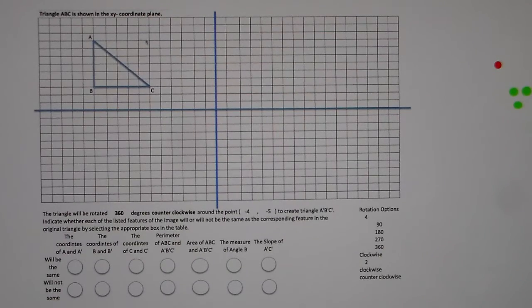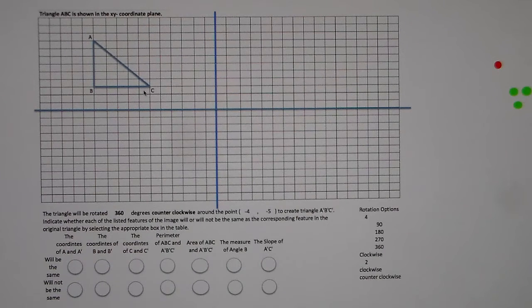So, in this triangle, it says triangle ABC is shown in the XY coordinate plane, as you see up here in quadrant 2. And the directions down here say the triangle will be rotated 360 degrees counterclockwise around the point -4, -5 to create the triangle A prime, B prime, and C prime. Indicate whether each of the listed features of the image will or will not be the same as the corresponding feature in the original triangle by selecting the appropriate box in the table below that we have here.